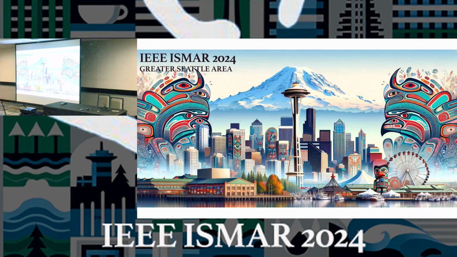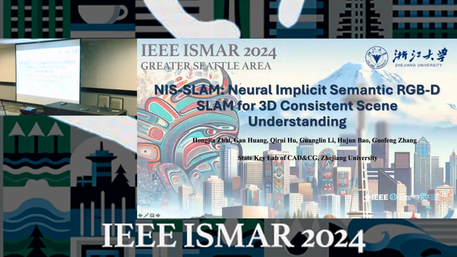And the first paper is by Hongjia Zhai, Qirui Huang, Guanglin, Hujun, and Guofeng Zhang, called NIS-SLAM, Neural Implicit Semantic RGB-D SLAM for 3D consistent scene understanding. We'll first see the video, and then we'll have a chance to ask the authors some questions online.